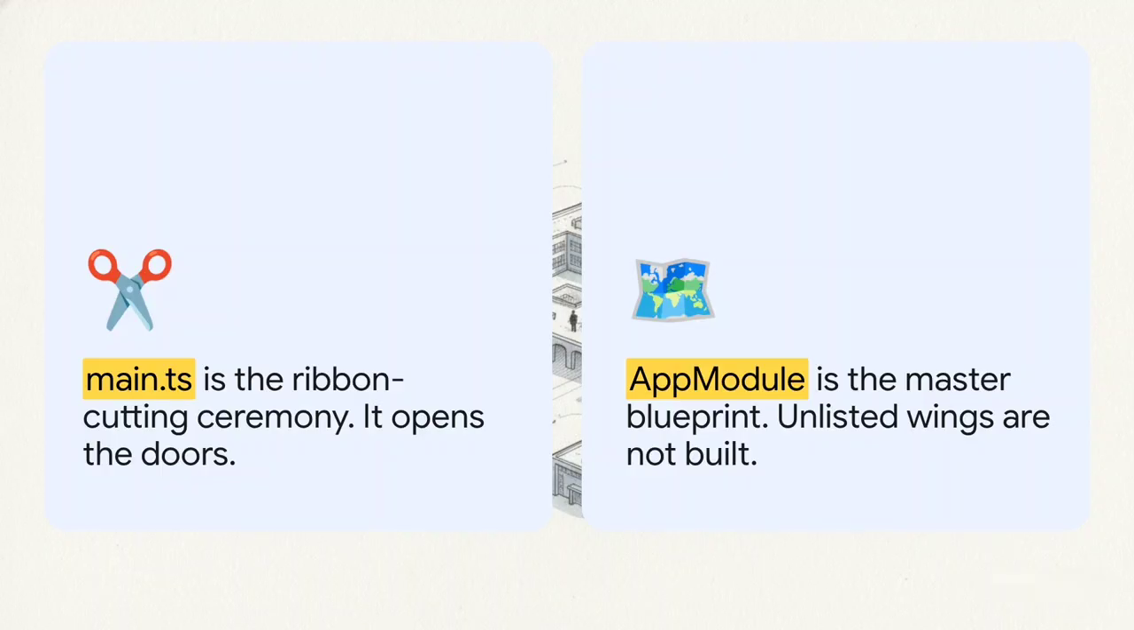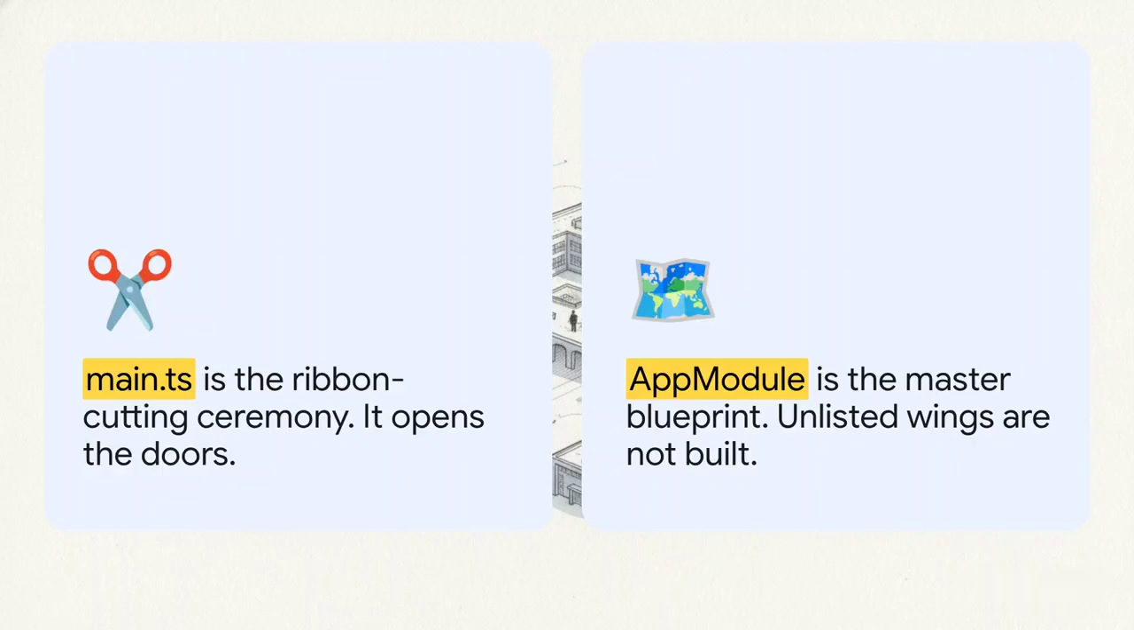But the building itself, that is defined by the app module. The app module is your master architectural blueprint. It's a flat list that dictates exactly which hospital wings or modules get built by the factory. You might have a patient module, an appointment module, or maybe a billing module. Now here is the absolute golden rule of the blueprint. If a department or module isn't listed on that app module blueprint, it simply does not get built. It doesn't matter how perfectly the code is written in your files. If it's not on the blueprint, that wing doesn't exist in the hospital at runtime.